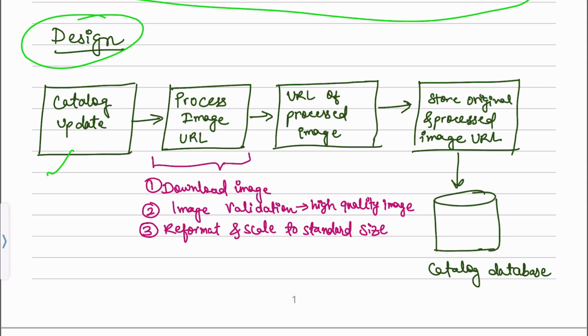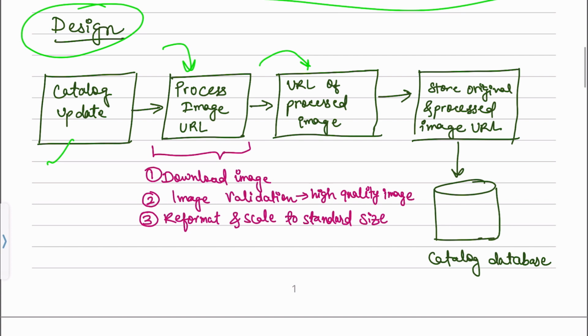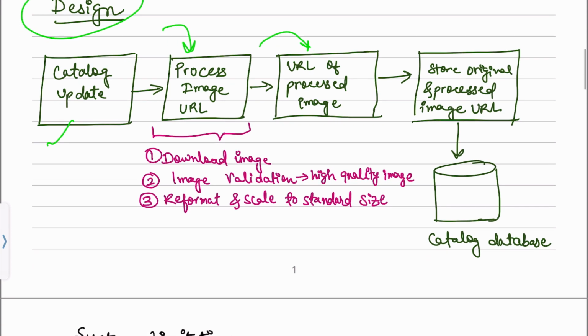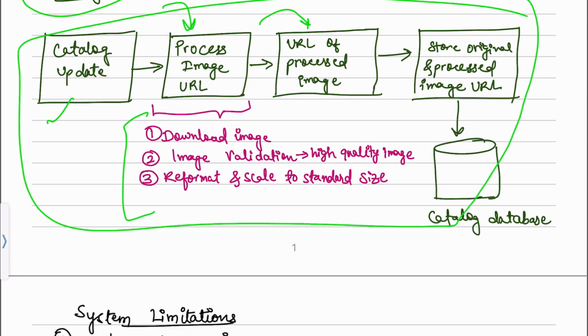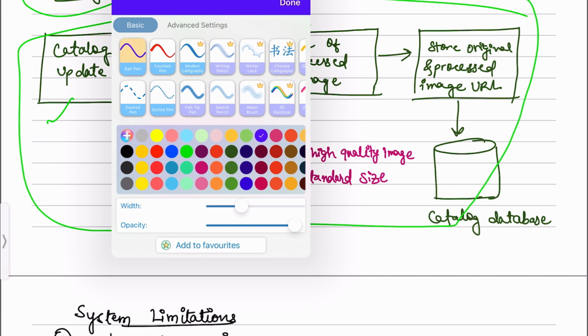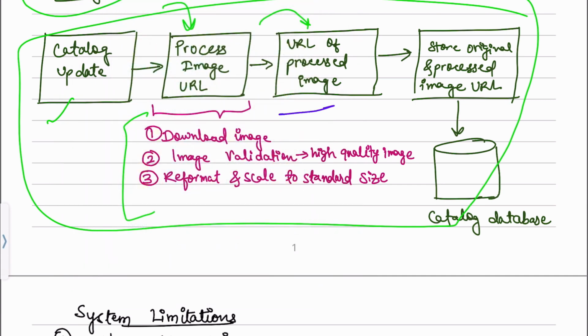Right now, what you do is you directly process the image URL, you generate the URL of the processed image, and then finally you store that original image and the processed image and maintain that catalog. So this is what the actual process looks like. If you see this entire architecture, we are not validating if the image is already stored or not, right? We are not doing that.